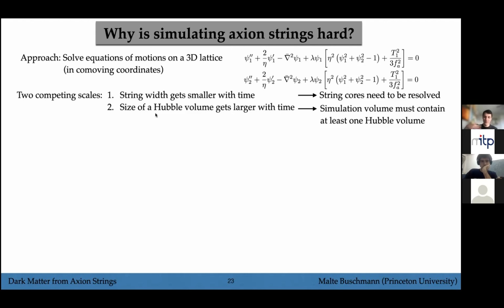So if you want to simulate these axion strings, you need to have at least 1 or 2 Hubble volumes in your simulation in order to have enough statistics and not run into finite volume effects. So you have these 2 competing effects: you have to have a really large volume, but on the other hand, also really fine resolution on those axion cores. And that problem just becomes worse and worse over time, because in co-moving coordinates, a Hubble volume becomes larger, whereas the string cores become smaller.